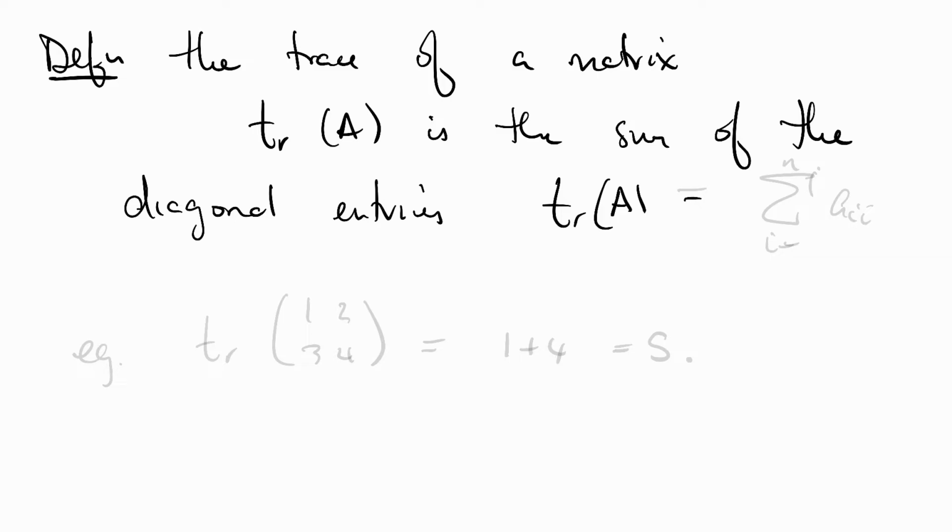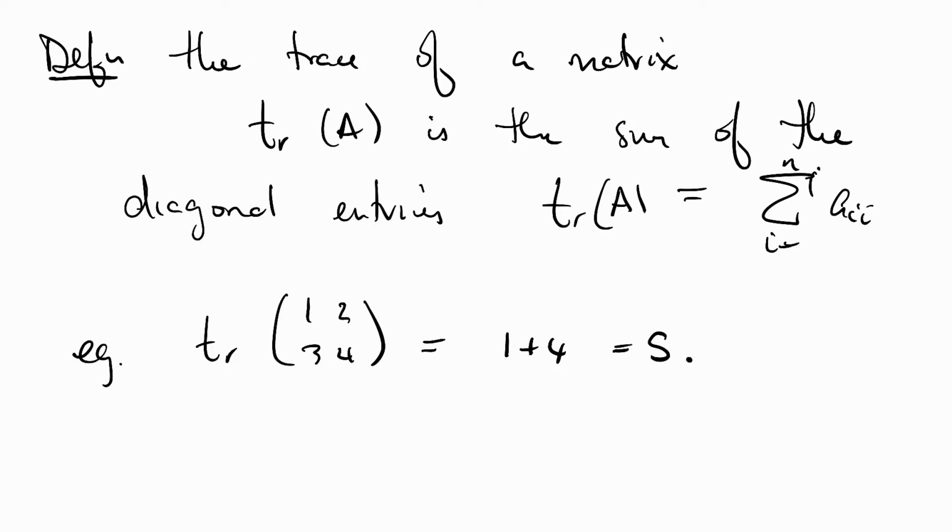The trace is defined to be the sum of A_ii, i equals 1 to n. A quick example: if we've got this matrix 1, 2, 3, 4, the trace is equal to 1 plus 4, which is equal to 5.